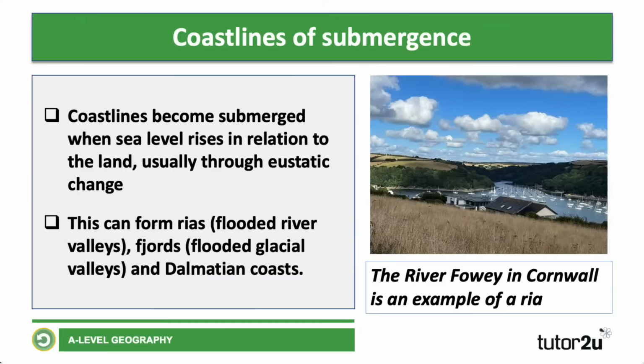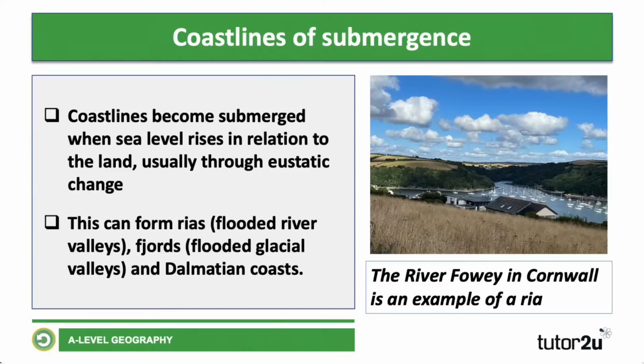So another area which is often one that students can get a bit confused about is when we think about sea level change. And you need to know about coastlines of submergence and coastlines of emergence. Coastlines become submerged when we've got the sea level rising in relation to the land. So you will have learnt about eustatic sea level change, where we've got ice in ice caps and glaciers, which is based on the land. And when that melts and goes into the sea, we see the sea level rising. And of course, that can also happen through thermal expansion.